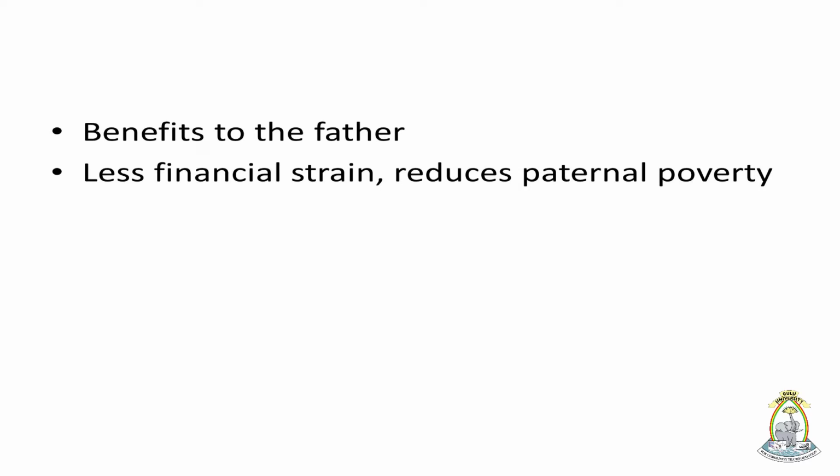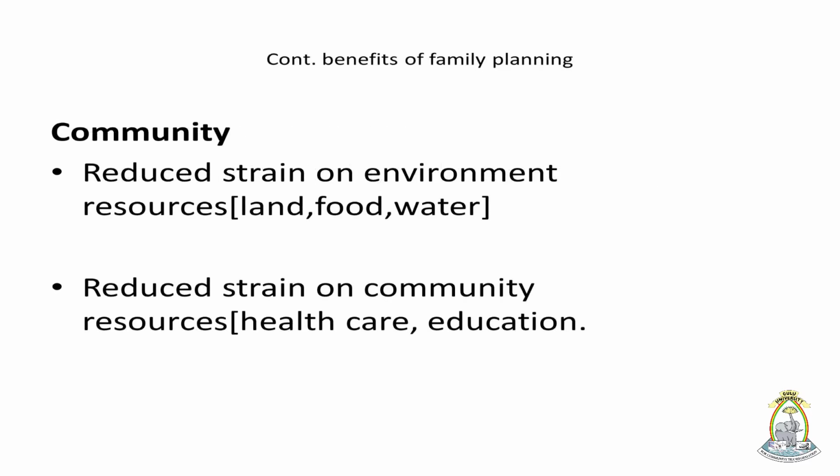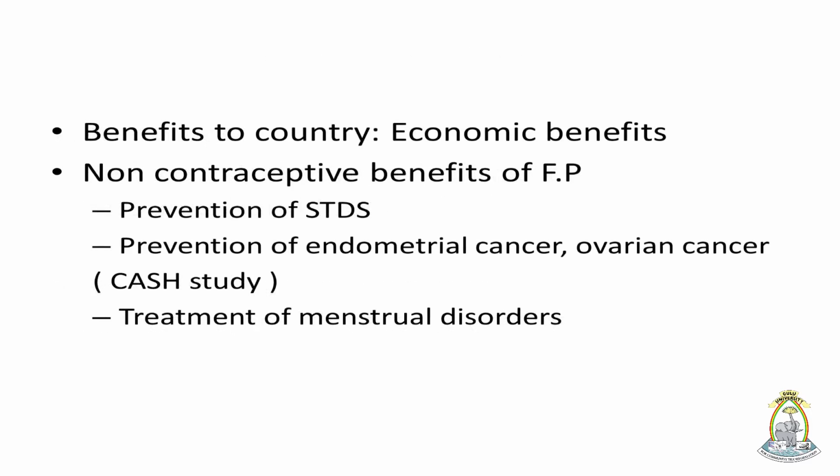Of course, for the father, it's important that the father also knows that there is less financial strain and reduced paternal poverty. Issues of buying Pampers, a lot of requirements needed for the baby, is not an easy thing. To the community, you have reduced strain on environmental resources, land, food, water. You have reduced strain on community resources like healthcare and the social amenities that are there in the community. You also do not have a lot of strain on them.